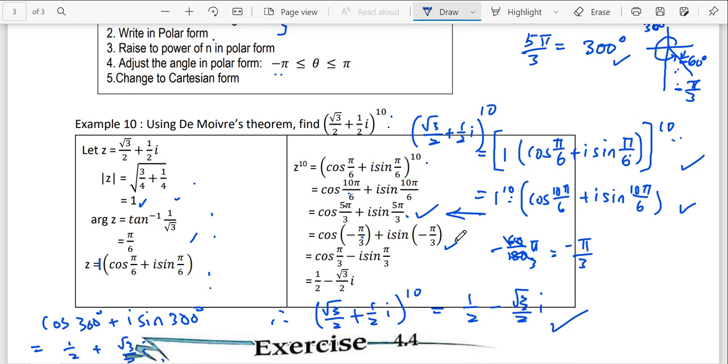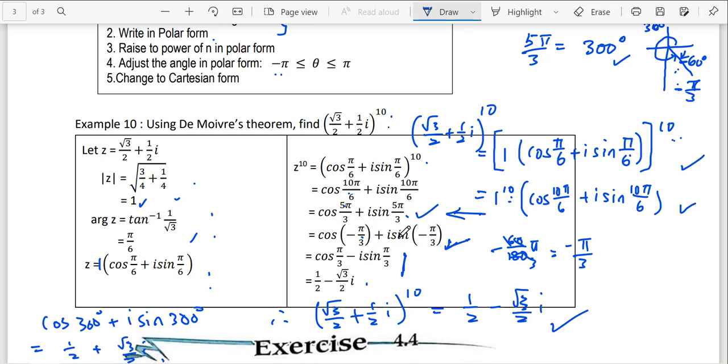Here, because they didn't mention polar form, if they give you in Cartesian form, you must change it back to Cartesian form. Don't leave the answer as polar form. If you leave the answer as polar form, you haven't finished. You have to do it until Cartesian form. This is called Cartesian form. You can change to this, or you straight away press the calculator.